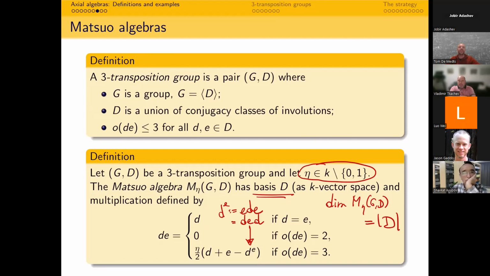It's again an element of capital D, precisely because it's invariant under conjugation with capital D. And so you can write this down. You can write D plus E minus D conjugated by E, and that's my product of D.